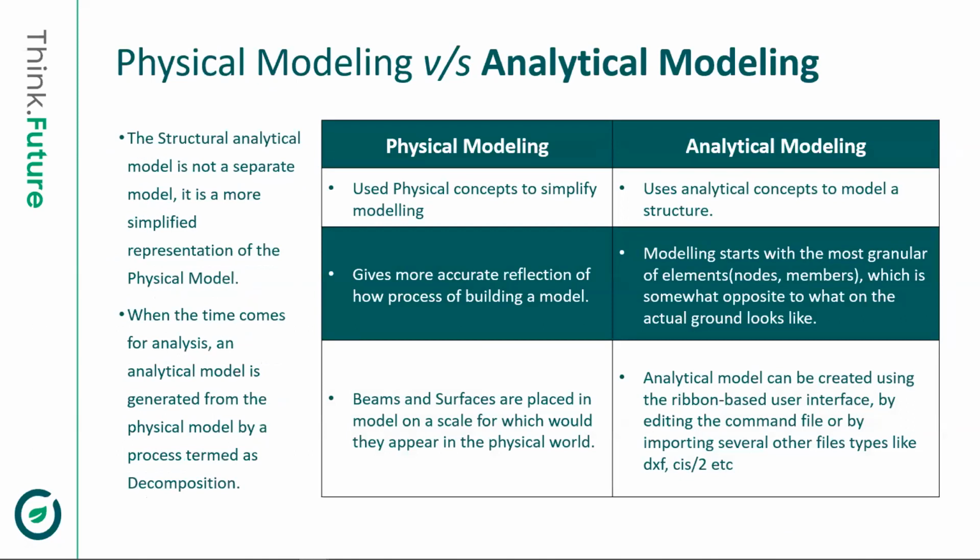So what is the difference between physical modeling and analytical modeling? Physical modeling is a concept to simplify modeling, and analytical modeling is a concept to model a structure. It is basically the easiest representation of a physical model. The structural analytical model is not a separate model. It is a more simplified representation of the physical model. And when the time comes for an analysis, an analytical model is generated from the physical model. You don't have to create an analytical model separately. You just have to click on a decomposition option that is available in the physical model, and it will take you to the analytical model.